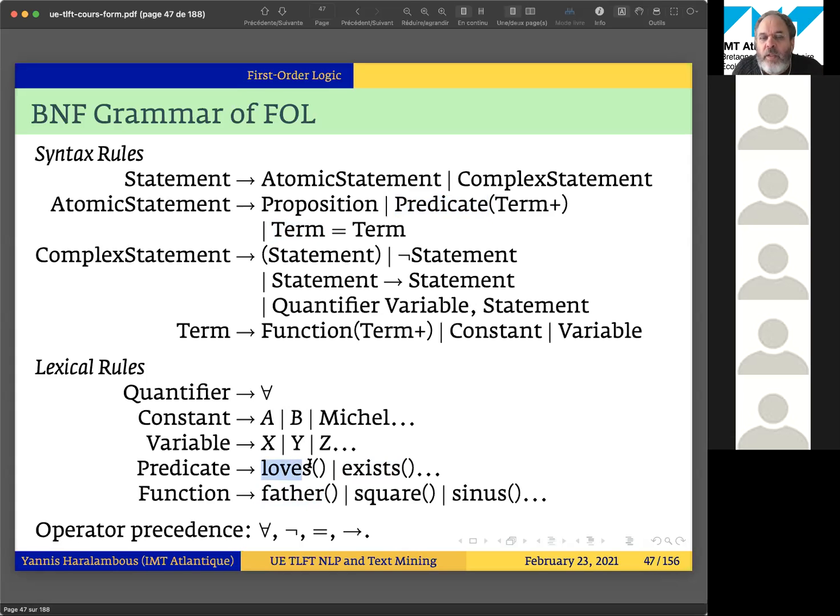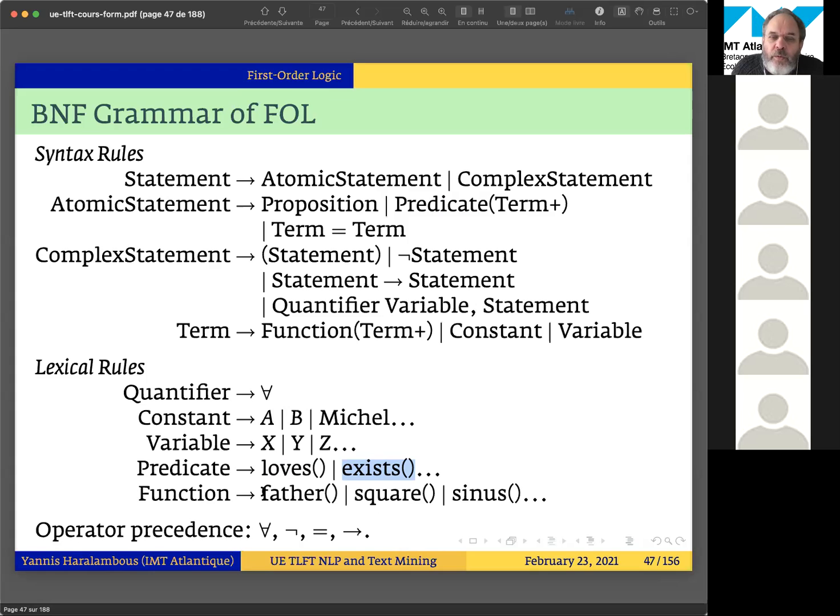So intuitively, loves and exists can have values true or false in an interpretation. The value of father is another object of my domain. If my domain is a domain of human beings, then A is the father of B, A is a human being, B is a human being. So this is a function.